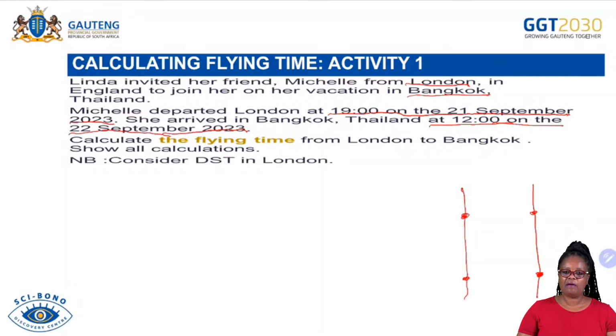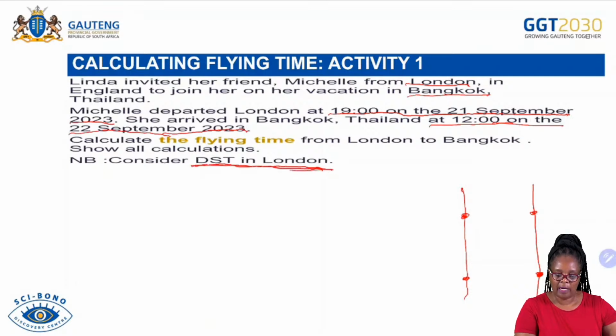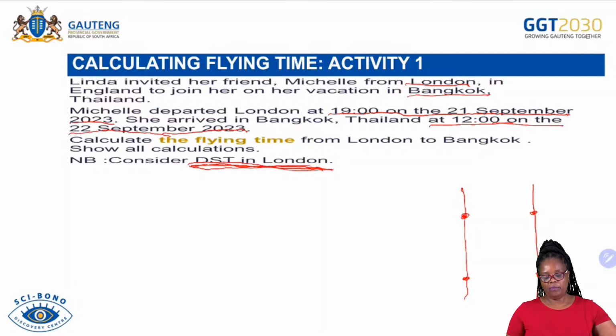Calculate the flying time from London to Bangkok. Here we have to show all the calculations. Consider DST in London. That's why I said that you have to highlight, you have to underline the most important things. Here you have to consider DST in London. We have done this last time.